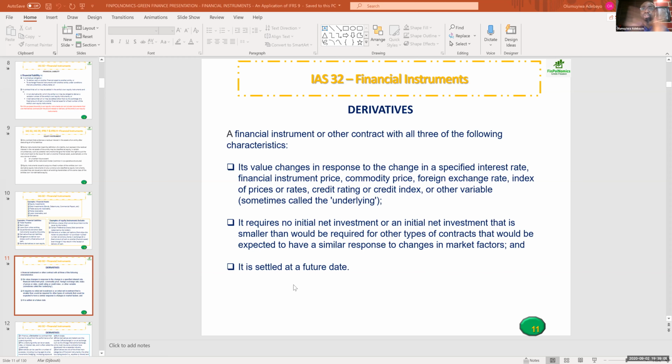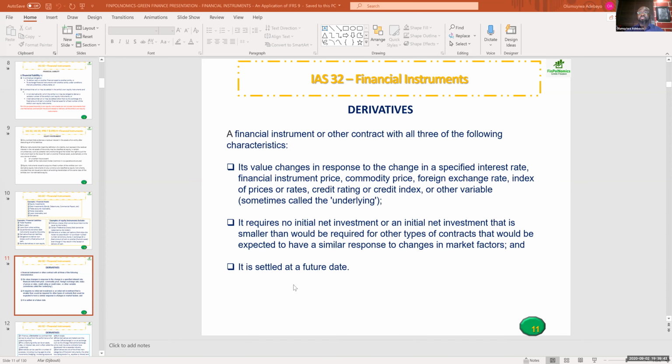Okay, now let's look at the qualities of a derivative. The first quality of a derivative is that it's a contract that has no value of its own, but rather it tries to create value from changes in the underlying. That is, like the illustration I made, by the time dollar is fluctuating against Naira, it will create value, and it will create a positive value to one party and a negative value to the other party.